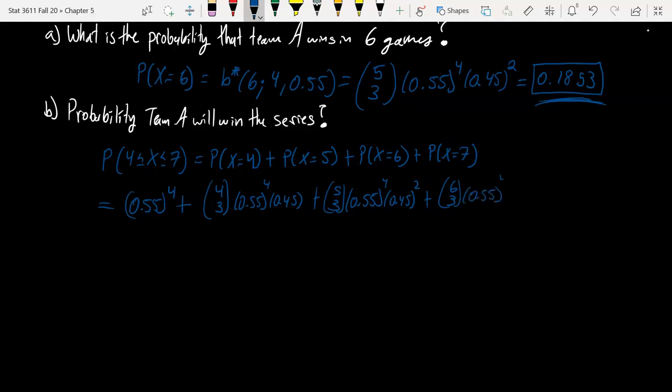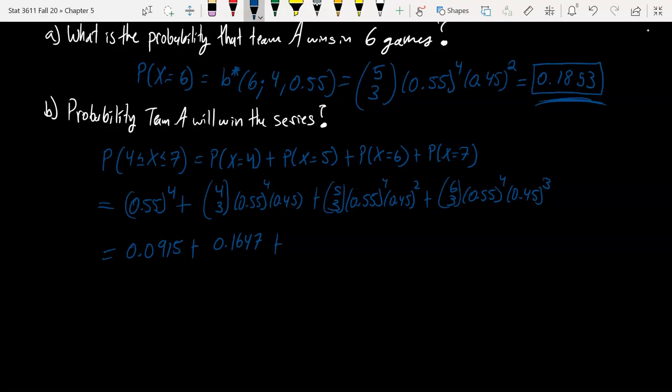In total, you still win 4 of them. And now you've lost 3. So 0.45 cubed. All right. And so we can just run these through our calculator and try to get each of these approximately as a decimal. So 0.55 to the 4th, I've got about 0.0915. And then 4 choose 3, 0.55 to the 4th times 0.45, 0.1647 is what I've got there.